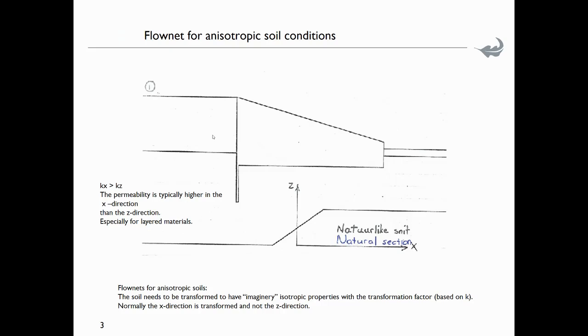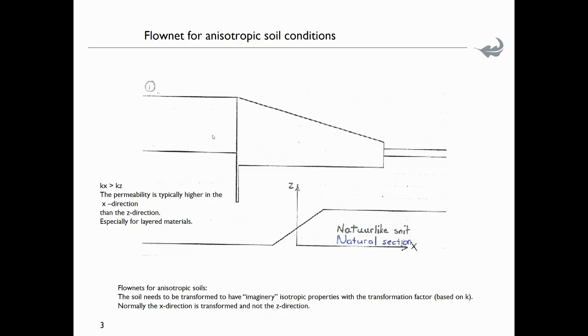Up to now, we've looked at isotropic soils. In other words, the total soil package has only one K value, one coefficient of permeability. The soil, however, in real life, is mostly anisotropic with different properties in different directions. Layered soil is a good example of that. So here, the permeability Kx in the x direction is typically higher than in the z direction. This is especially true for layered materials. So we're going to look at the flow nets for anisotropic soils.